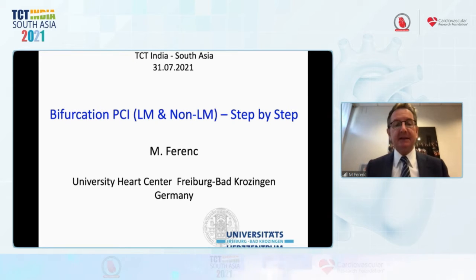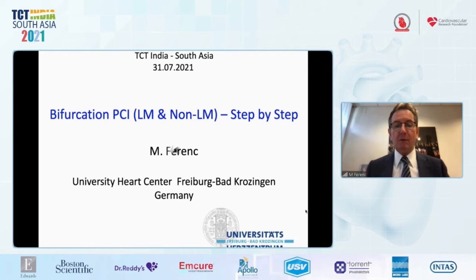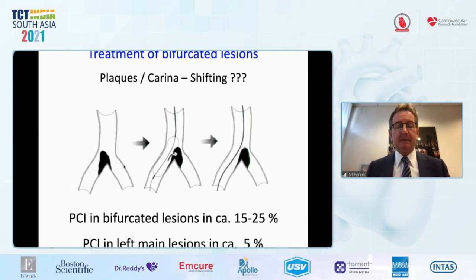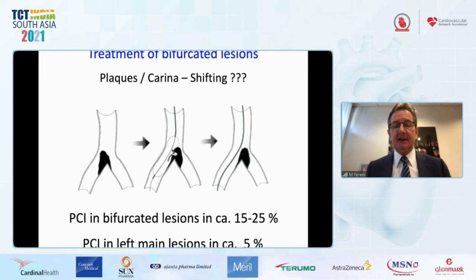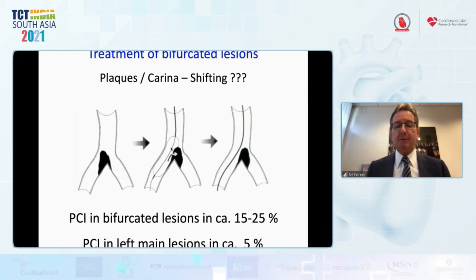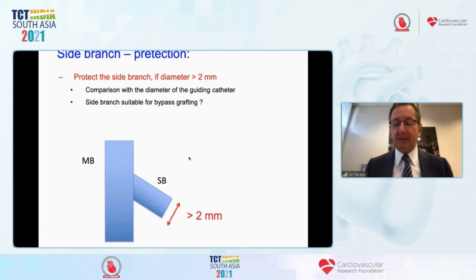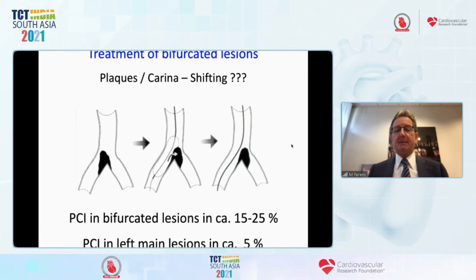So I think this is one of the most important topics in the cath lab, how to manage bifurcation lesions, including distal left main stenosis. And we know it was a really big problem and trouble in the cath lab for many years, because we believed initially there is a plaque in the carina region, and if we open one side branch or one branch, we close another one, and it was really a problem for many years.